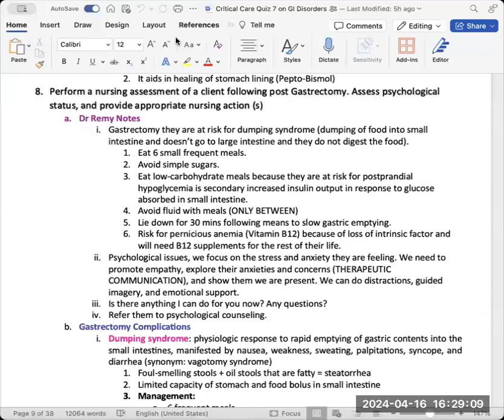So it's best to have lower carbohydrate meals so not as much insulin is produced, so the sugar level of your body doesn't drop as much. They're also at risk for vitamin B12 deficiency because the food goes through the body too fast, trying to get down into the digestive system, and it's just not getting absorbed.